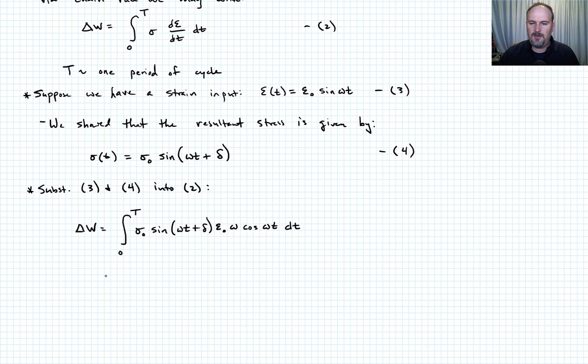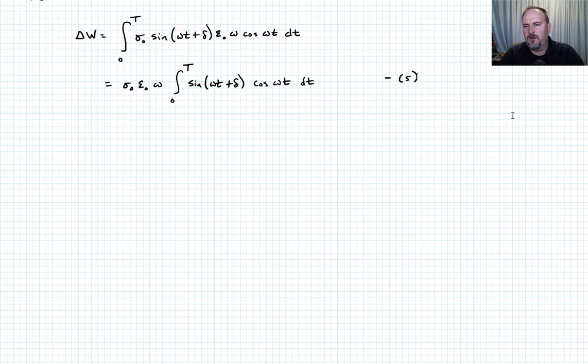So let's go ahead and keep on trucking. Pull out the variables that are either constant or are not dependent on time. We have then that sigma naught, epsilon naught, omega, now times the integral from 0 to T of sine omega t plus delta times the cosine of omega t dt. Let's go ahead and call that equation 5.